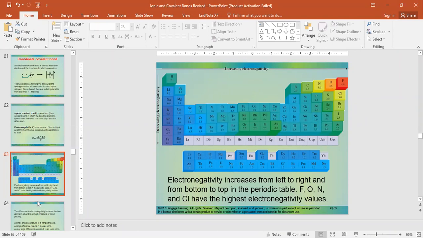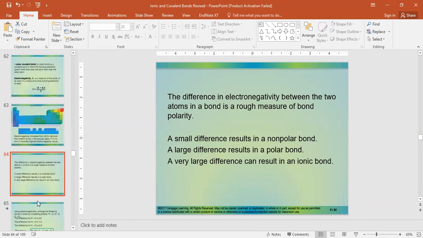This is electronegativity. We said it increases as you move from left to right. And you know why? It's because of the increase in the effective nuclear charge. That's why we are saying that the halogens have the highest electronegativity, while the group 1 elements have the lowest. In fact, they would choose to lose electrons rather than accepting electrons. What you are asking is actually here: the difference in the electronegativity between the two atoms in a bond is a rough measure of the bond polarity.